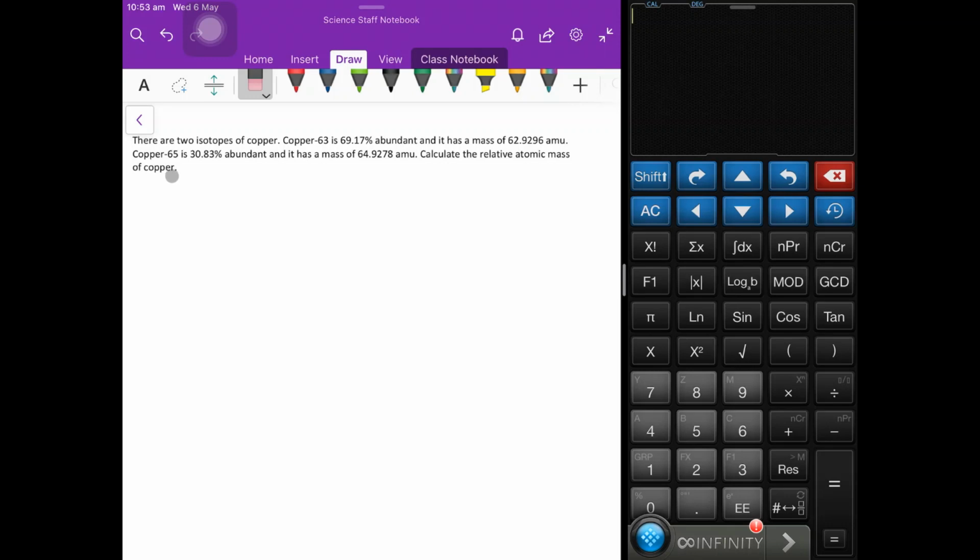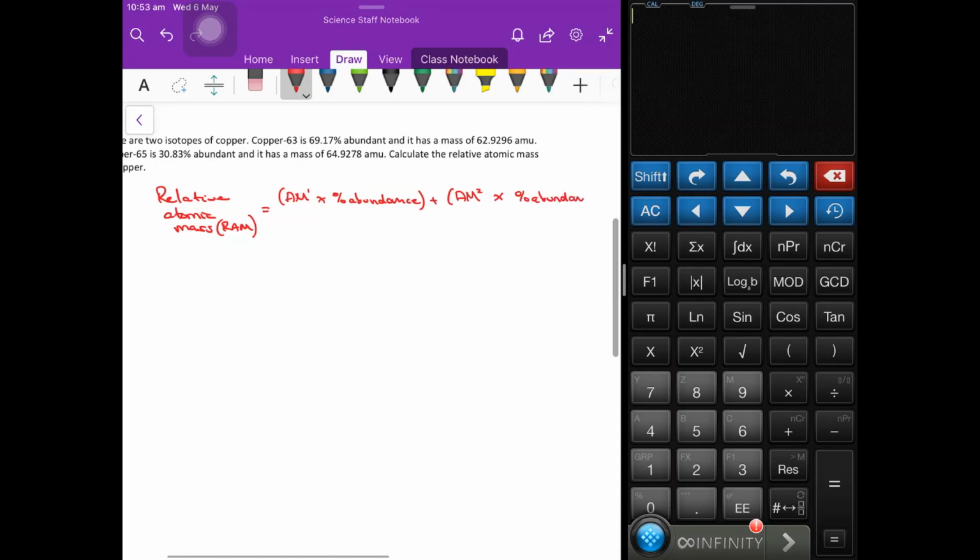So the equation to calculate relative atomic mass, which is abbreviated to RAM, is equal to the atomic mass of isotope 1 multiplied by the percentage abundance, plus the atomic mass of isotope number 2 multiplied by the percentage abundance. All of this then gets divided by 100.